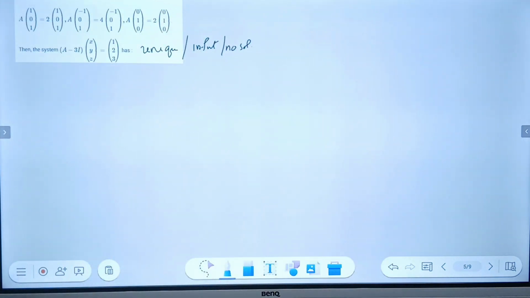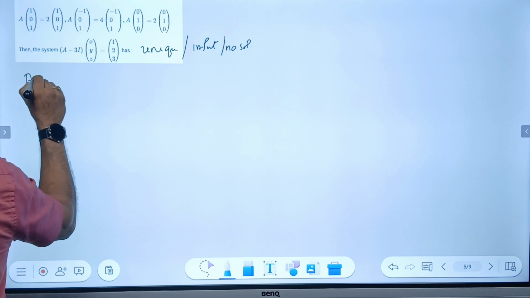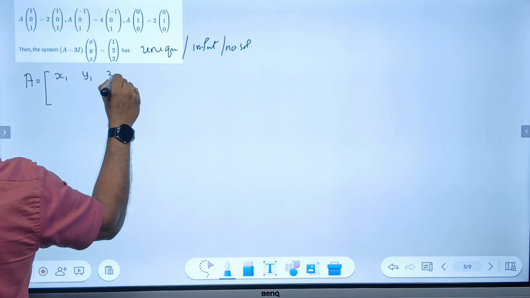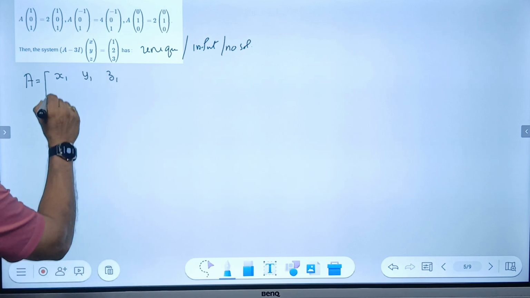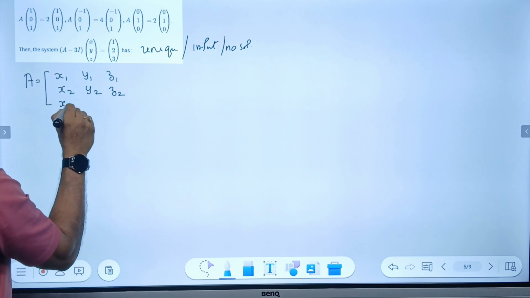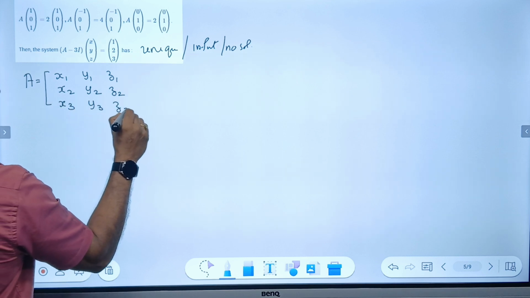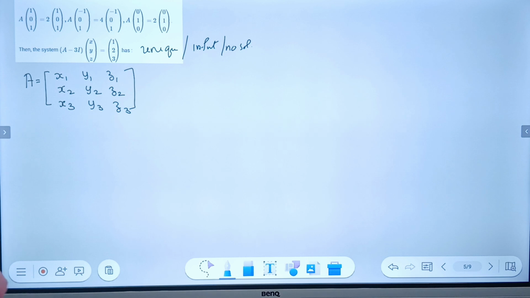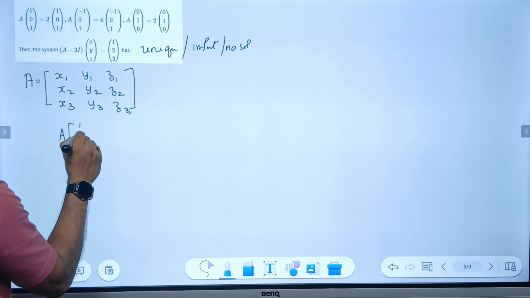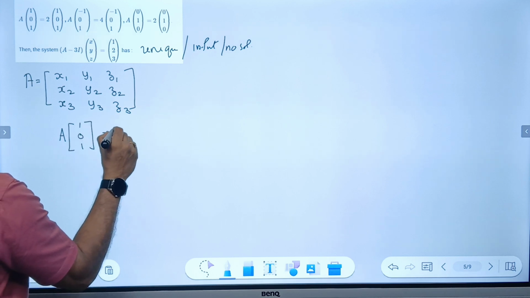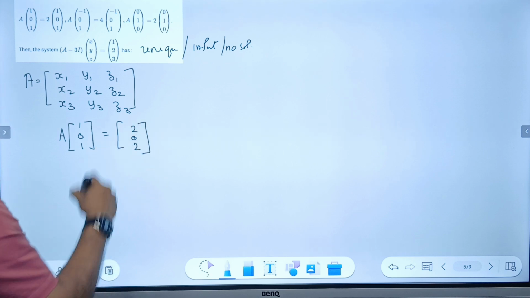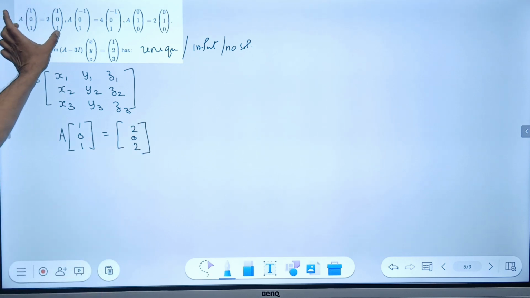Let us see. Since A is a 3 by 3 matrix, I will take A as x1, y1, z1, followed by x2, y2, z2, and x3, y3, z3. Okay, now what is given to you? It is given that A into 1, 0, 1 equals 2, 0, 2. This is the first equation given.